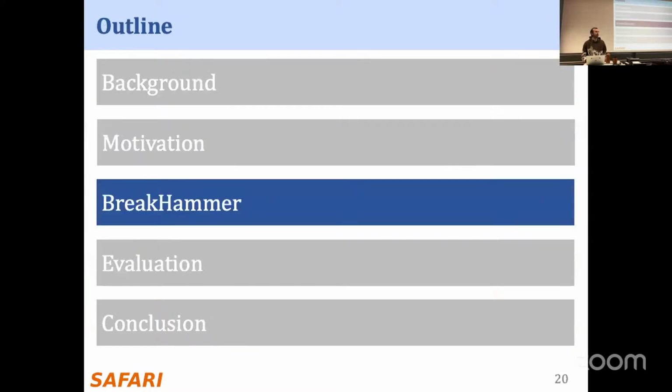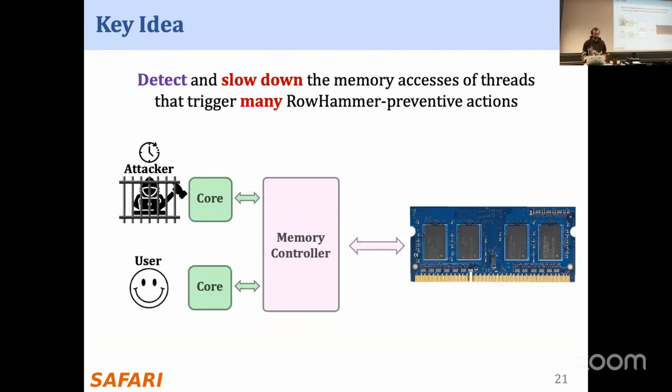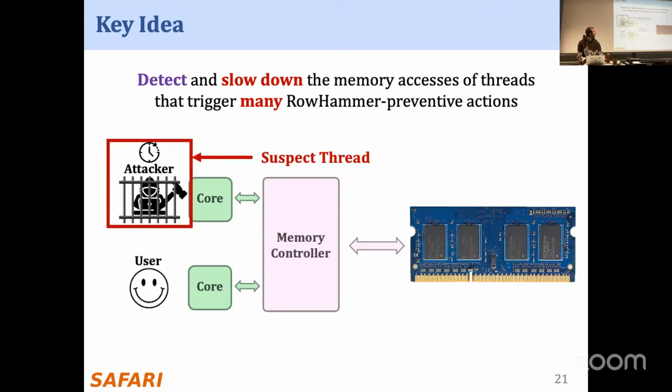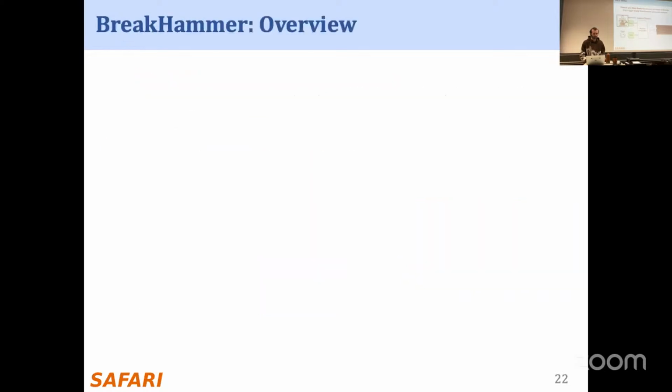To this end, we propose a new mechanism called BreakHammer. BreakHammer's key idea is to detect and slow down the memory accesses of threats that trigger many RowHammer preventive actions. In our study, we refer to such threats as suspect threats. Here I show an overview of BreakHammer.